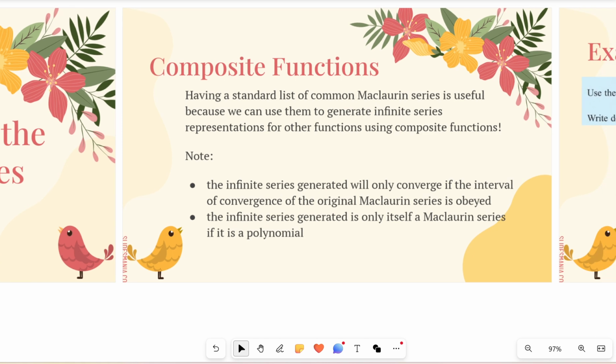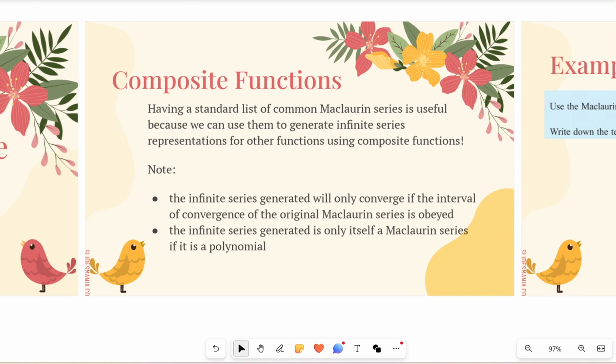So starting off with composition of functions, we have a standard list of common Maclaurin series that's useful to us, and remember that's provided to you in your IB formula booklet. And we can use that to generate infinite series representations using composite functions.